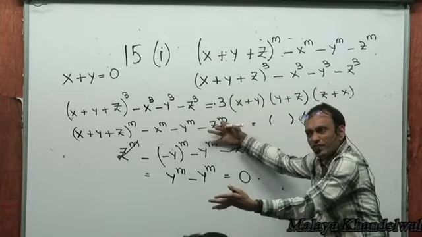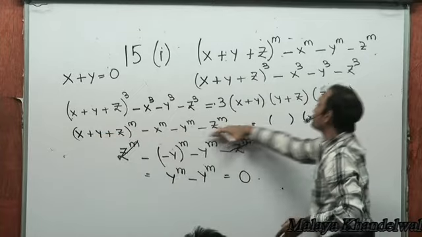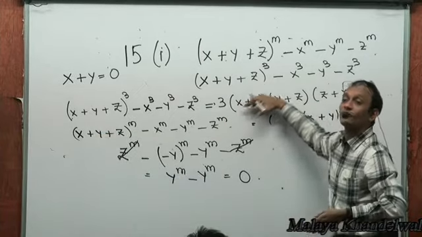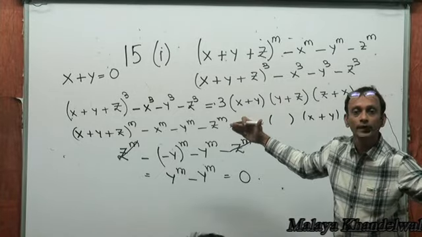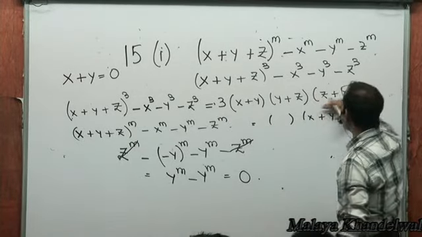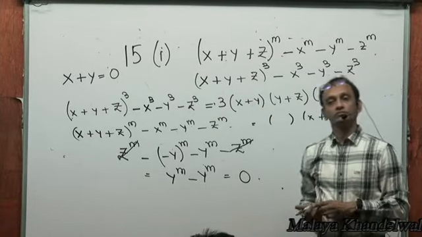Right? Which means that x plus y indeed turns out to be a factor of this expression. Similarly, y plus z will be a factor of this. Similarly, z plus x will be a factor of this. That means this would be perfectly divisible by x plus y into y plus z into z plus x. So this is perfectly divisible by this when m is odd. Got me?